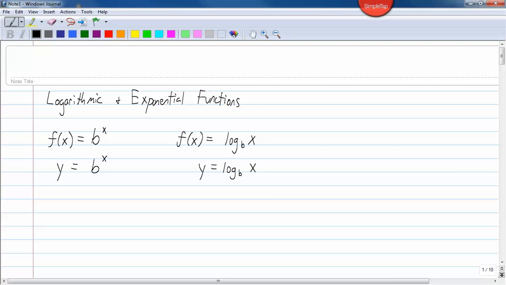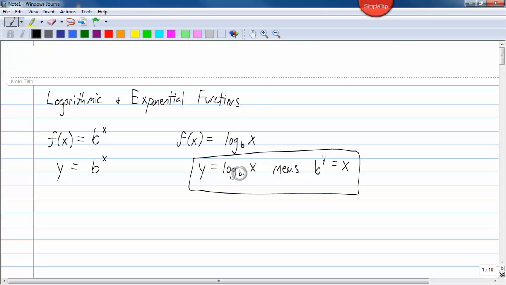So this is what I do if I'm dealing with exponential functions and logarithms and I'm getting kind of confused. I write down this right here: y equals log base b of x means b to the y equals x. That's what it actually means. And so you have to really relate logarithms back to exponentials to understand what's going on with a logarithm.